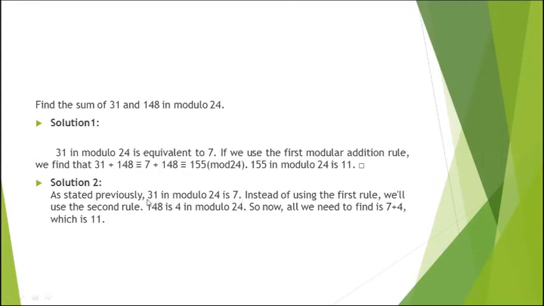Ito po yung remainder, no? 31 minus 24, the answer is 7. Instead of using the first rule, we'll use the second rule, that 148 is 4 in modulo 24. So, paano naging 4 siya? Okay? So, 6 times 24, we have 144. 148 minus 144, the answer is 4. So, now, all we need to find is 7 for this one, the difference in remainder, plus another remainder 4, the answer is the same as 11.